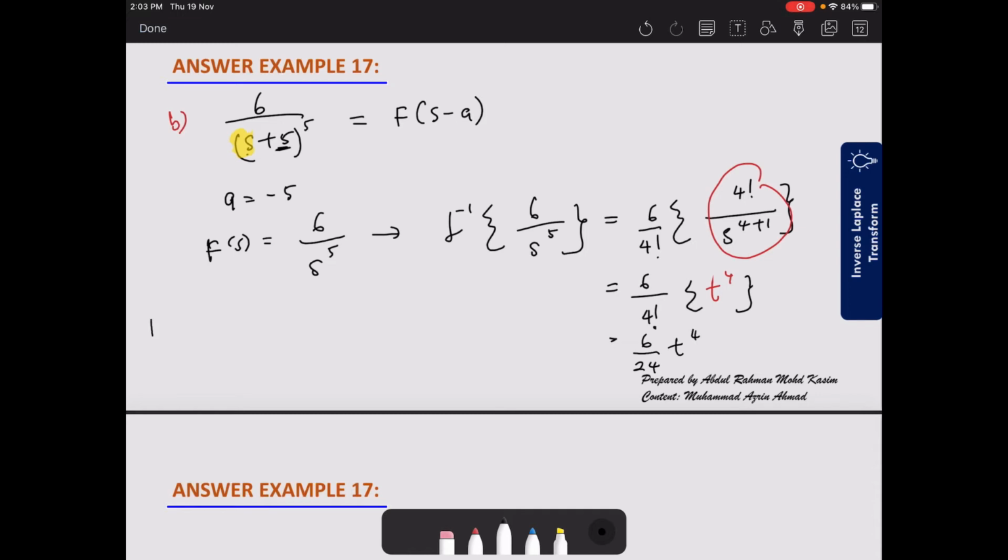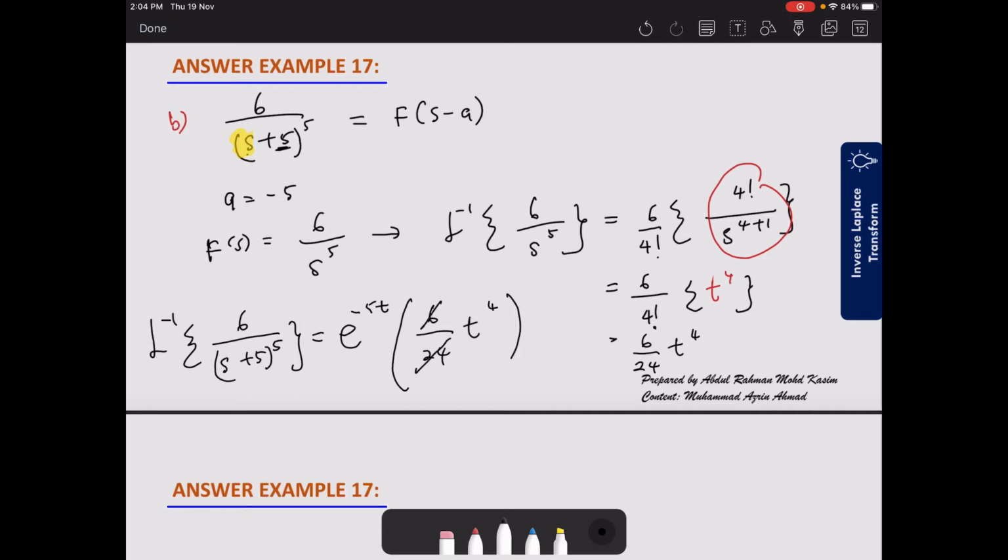So what is your final answer for the inverse of 6 over (s plus 5) to the power of 5? It is the exponent e to the power of negative 5t, combined with your f(t), which is 6 over 24 t to the power of 4. You simplify: here you get 1, here you get 4. So the answer is 1 over 4 e to the power of negative 5t times t to the power of 4. I hope the answer that we get is correct.